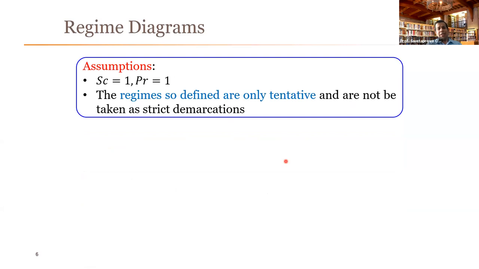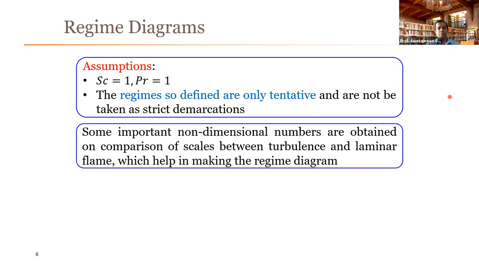So if we assume that the Schmidt number and Prandtl number are unity, which is essentially the very basic assumption of the regime diagram, you have to also recognize that these regime diagrams are only tentative and not to be taken as strict boundaries. Okay, these different lines that separate different regimes are not strict boundaries.